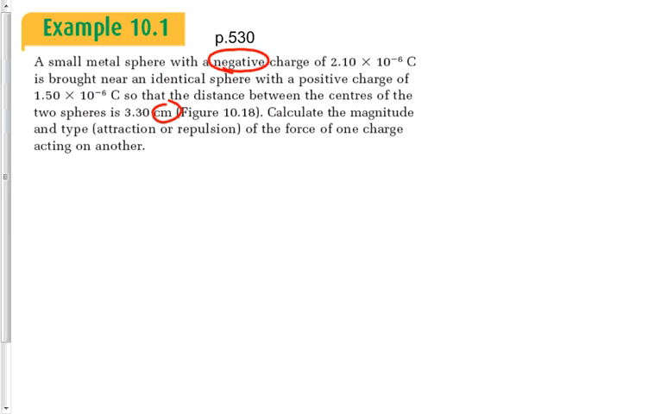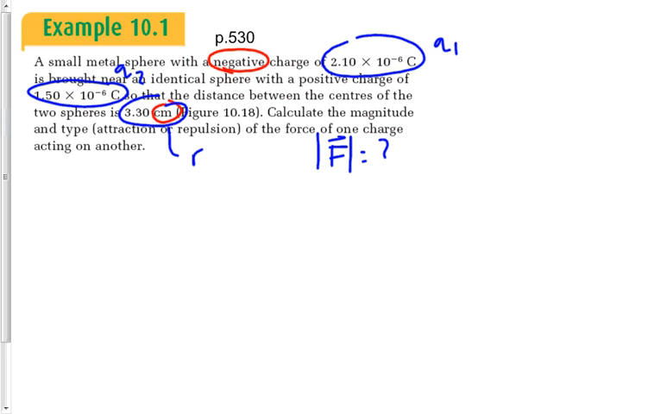Standard units, meters. Now, I also have to write down my givens. This would be one charge, this would be another. Which one's Q1 and which one's Q2? Doesn't matter, does it? Q1 times Q2, Q2 times Q1, doesn't really matter. Let's call this Q1, and this Q2. This is going to be R, the distance that separates them. And we're looking for the magnitude and the direction of the force.